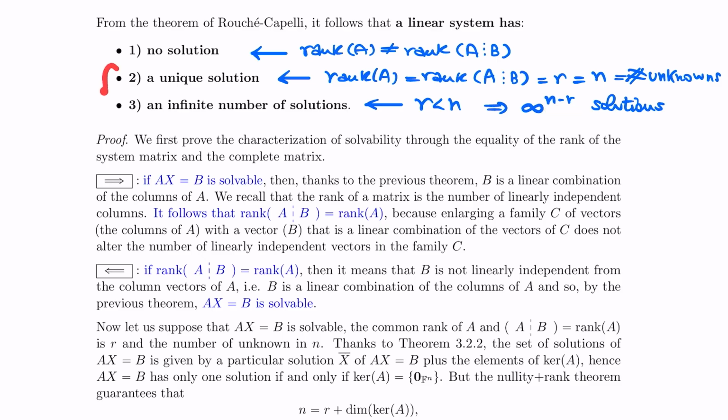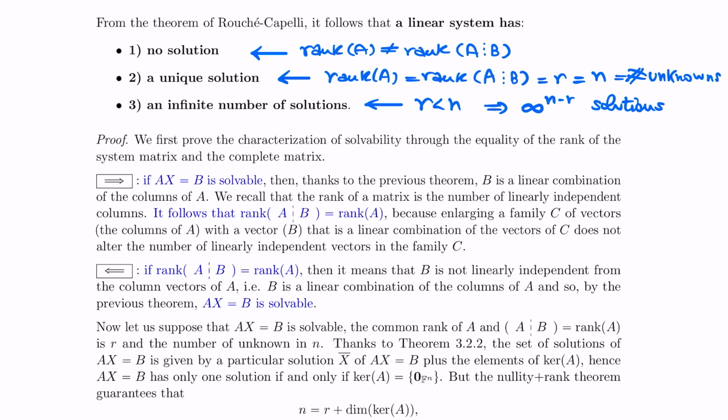So you see that in the two cases of solvability, a linear system either has a unique solution or it has an infinite amount of solutions. So pay attention, if you find more than one solution to a linear system, it means that you can find an infinite amount of them.